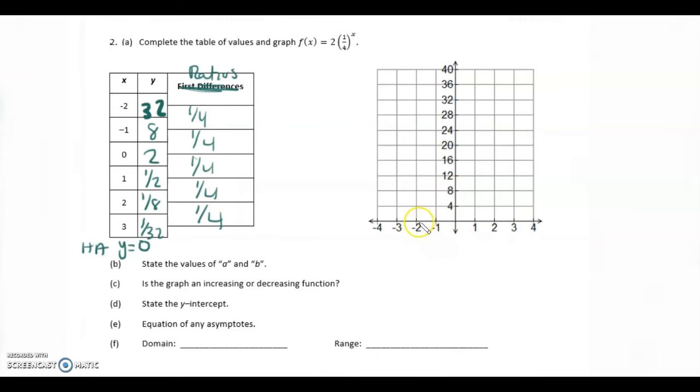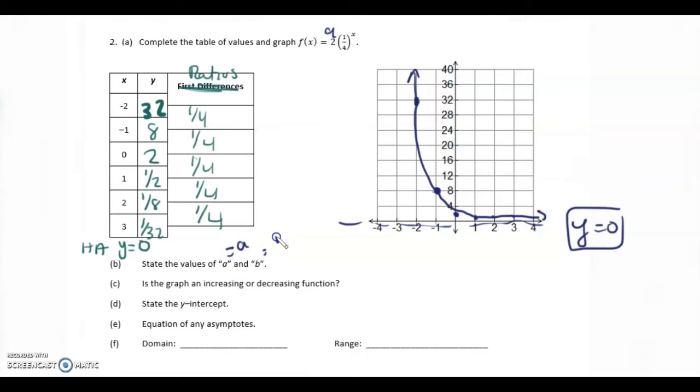If we plot this, we get -2, 32, -1, 8, 0, 2, 1, 0.5, and then it just gets smaller. We can see it gets closer and closer to that horizontal asymptote, which is y equals 0. So the value of a is 2, and the value of b is 1/4. This graph is decreasing on the entire domain. Sorry, forgot to label the graph.